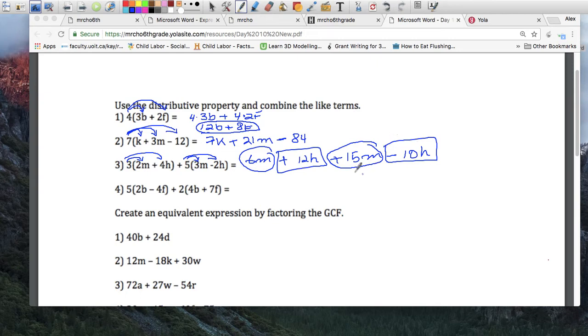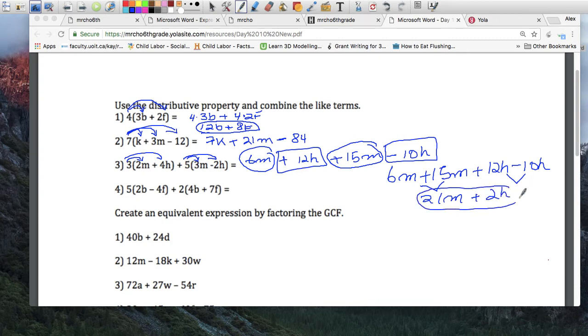So I'm going to shift things around. I'm going to put all the m's next to each other. So 6m. Notice when I move this term, I move it with that plus sign. So 6m plus 15m. And then plus 12h will come here in the third spot. And minus 10h will just stay in the last, 4th spot. I can combine these two because they're both m's, so 6m plus 15m is 21m. And here, 12h, and if I have 12h and I take away 10h, I'm left with 2h, so plus 2h. And this is my final answer.